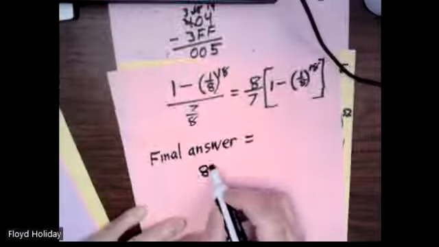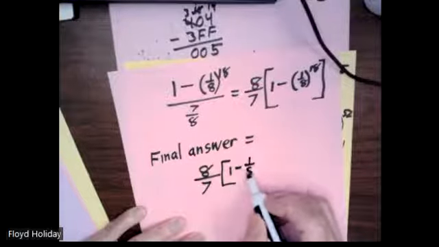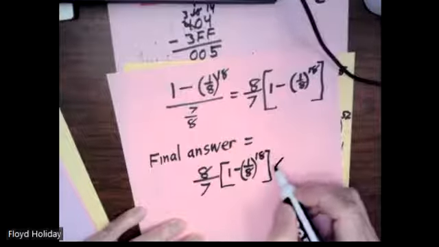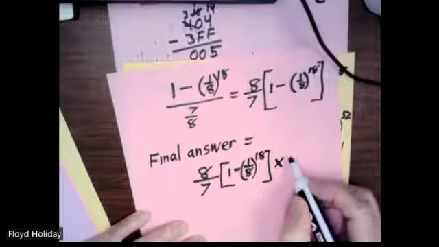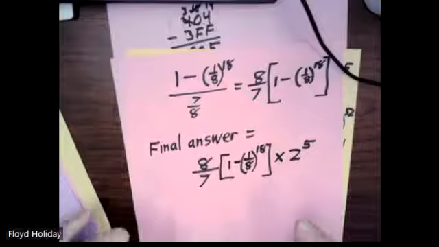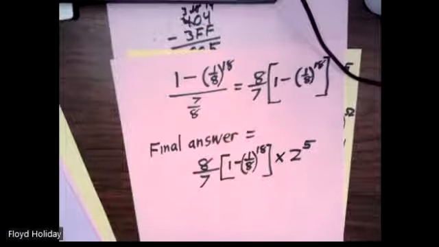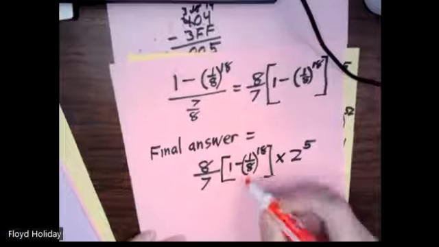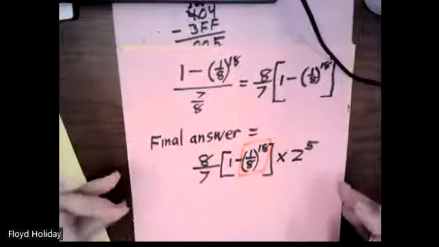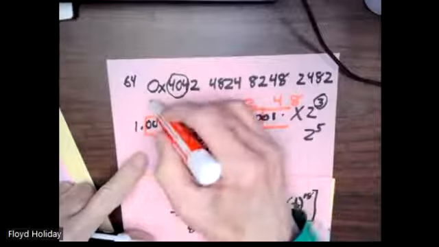Equals 8/7 times 1 minus 1/8 to the 18, times 2 to the 5, which is 32. Okay, we can't go any further now without a calculator. This part in the middle is not good for humans. This is good for a hand calculator right there. But up to that point, it's 100% accurate. That's really what the computer is holding in that original number that repeats back here.